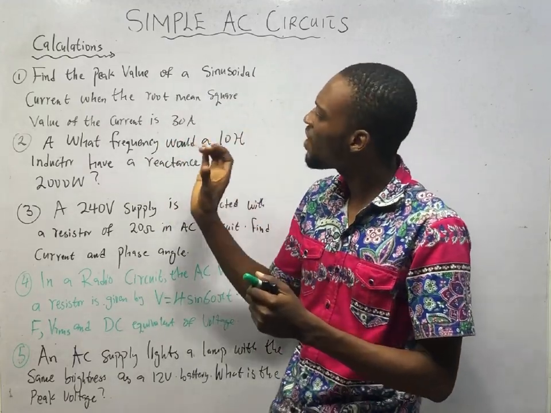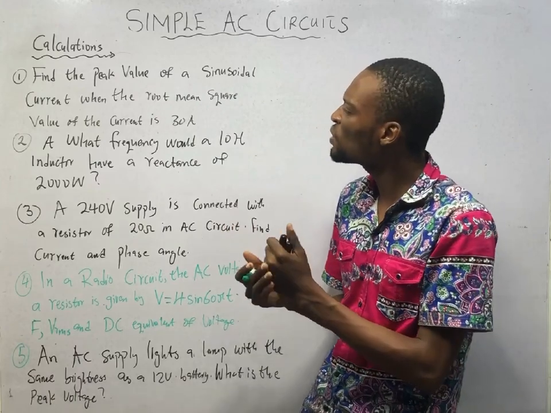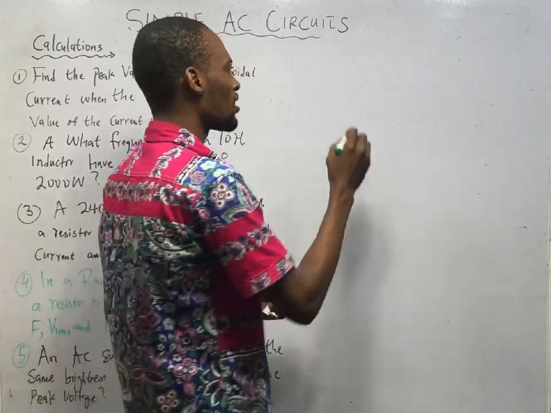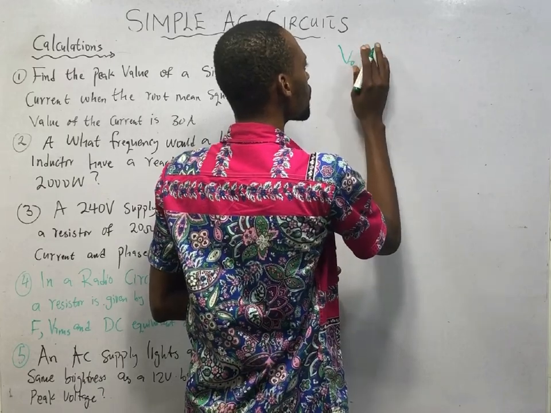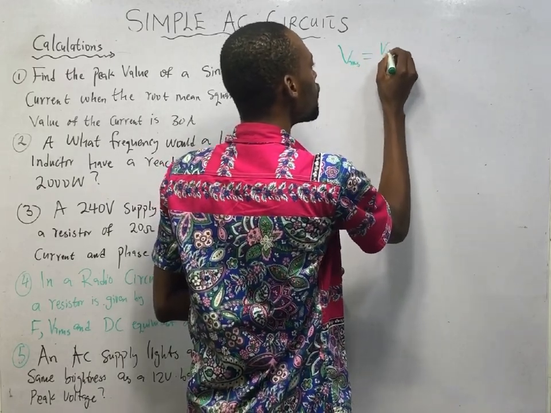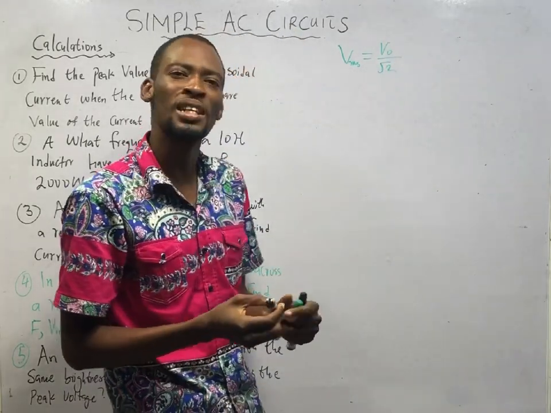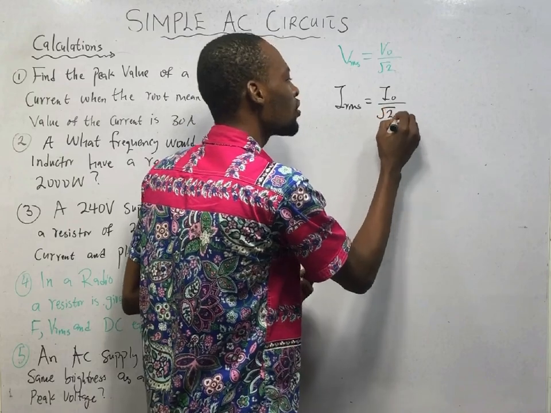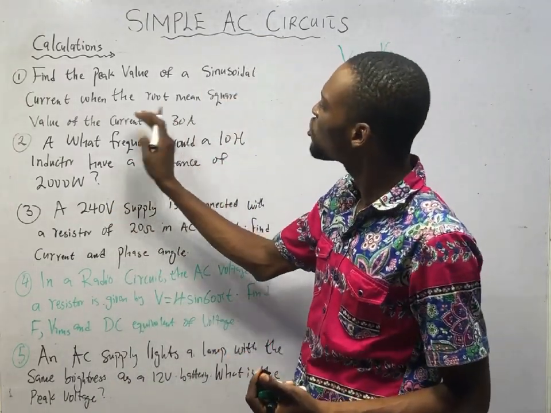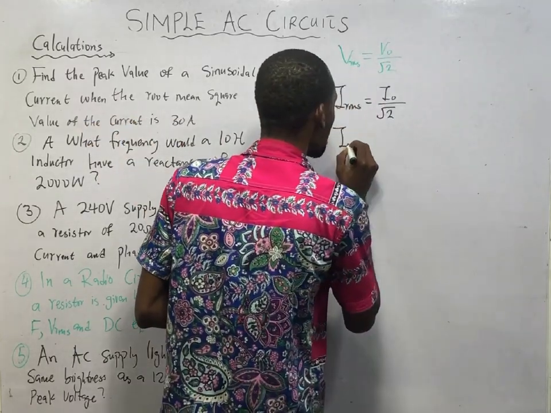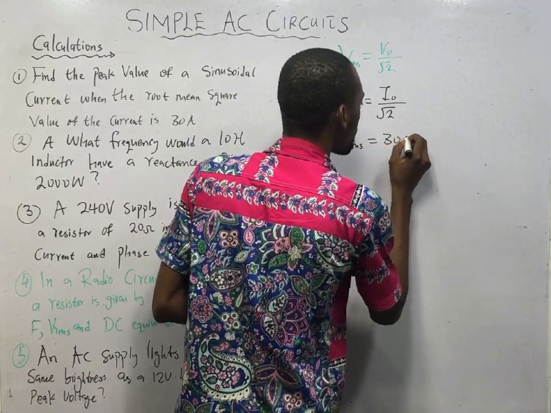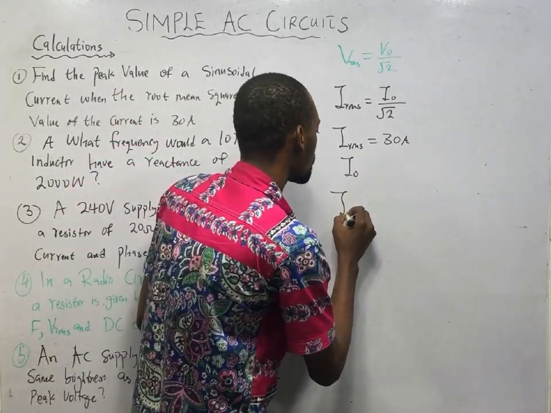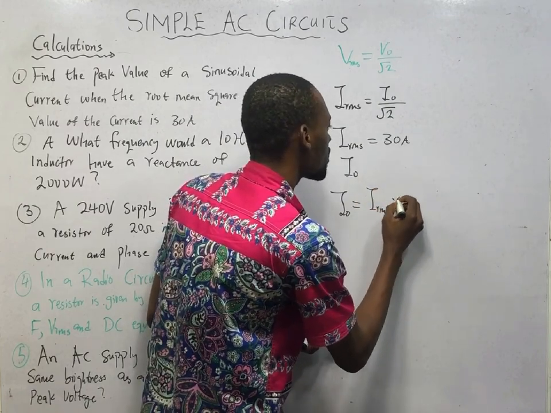The first question says, find the peak value of a sinusoidal current when the root mean square value of the current is 30 ampere. Earlier, we were able to establish that the root mean square value of voltage is peak value of voltage over root 2. We are also able to establish that the root mean square value of current is equal to the peak value of current over root 2. Now, we are told that the root mean square value of the current is 30 amp. So, I_RMS is equal to 30 amp. What are we looking for? I naught. From this relationship, I naught is equal to I root mean square times root 2.